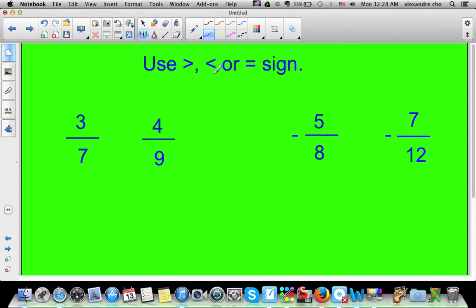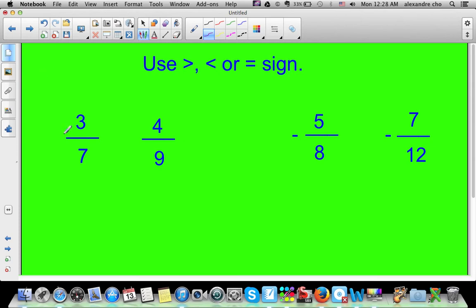Use the greater than, less than, or equal sign. Okay? So you have 3/7 and then 4/9. So you want to use one of the three symbols here. Well, hopefully you remember. Alright, actually I didn't tell you to press pause, so this is a good time to press pause. Okay, press pause before I continue my explanation. Press pause, figure it out, come back.